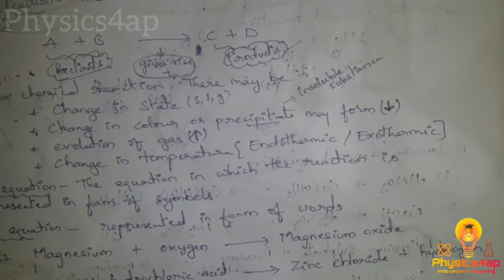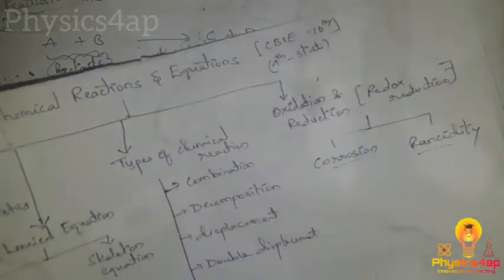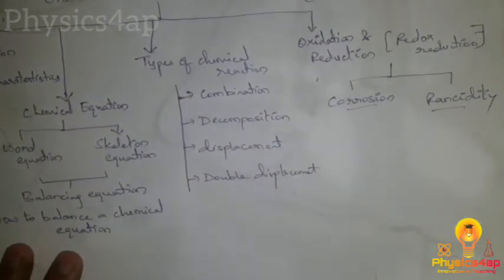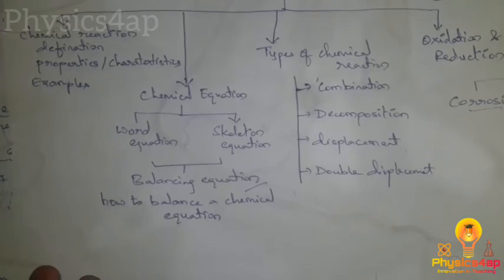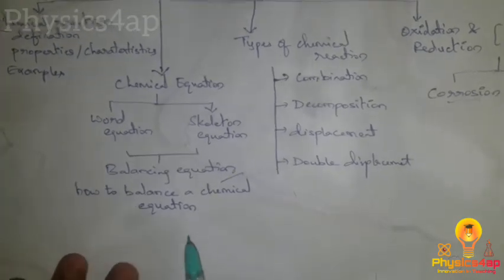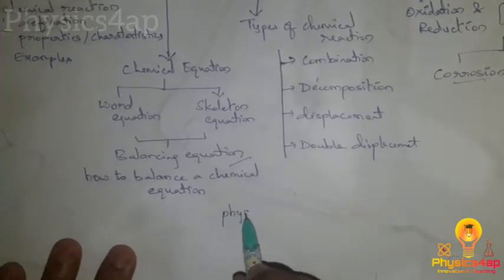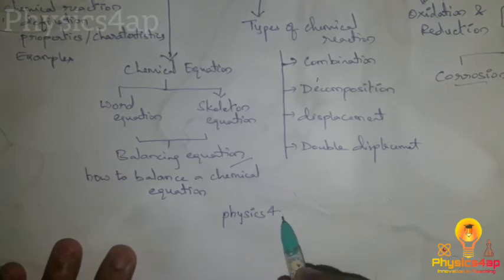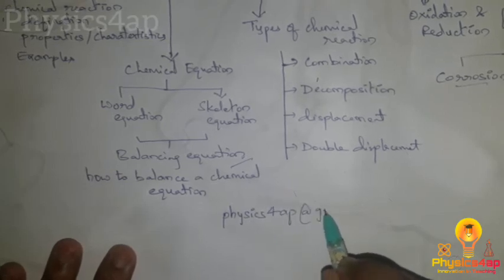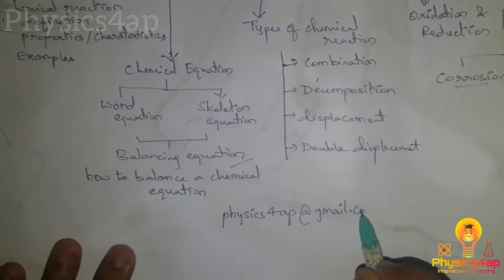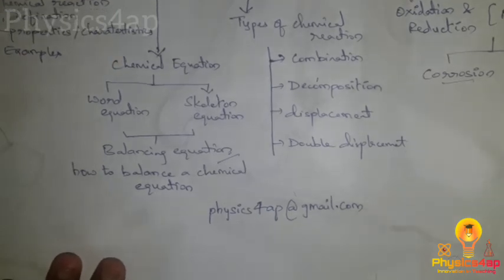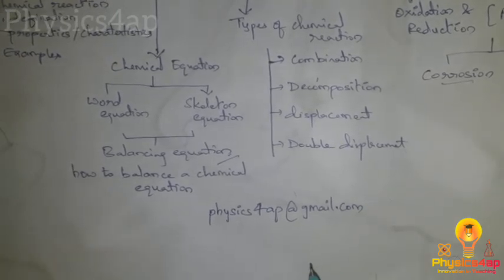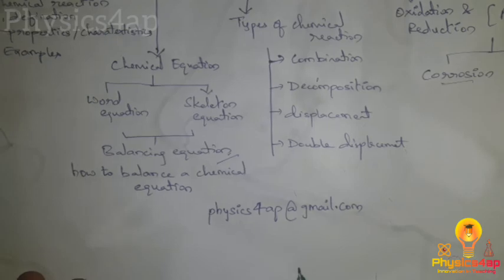Right now, thank you for your time. Any doubts regarding how to balance the chemical equation, I will make a separate video on balancing chemical equations, or you may give the balanced chemical equation. This is my mail ID, physics4ap@gmail.com. You can mail your equation or take a picture of it and send it to me. Your doubts will be answered and sent back to you.